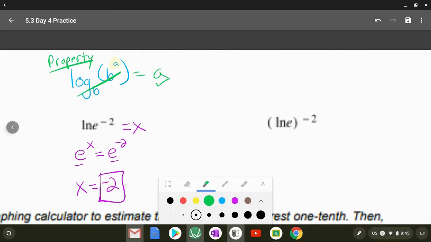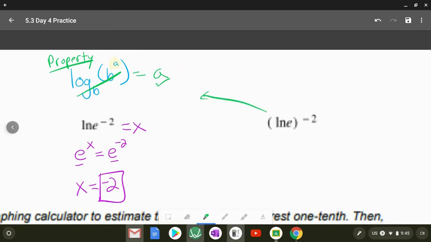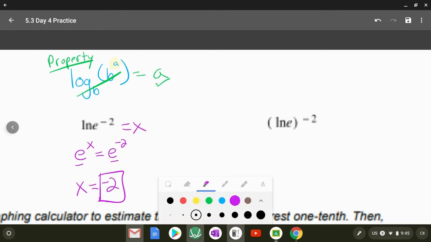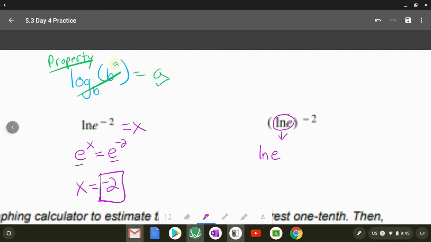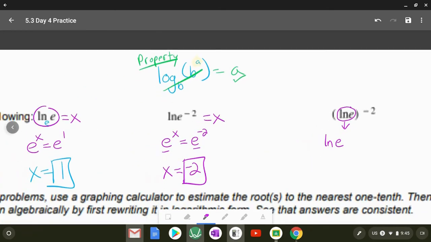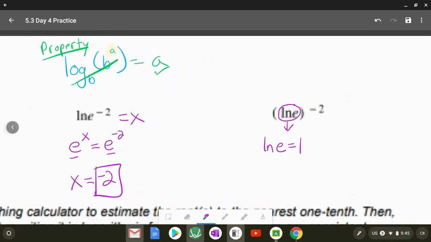Now, here's the trick, though. If we take a look at this next one, you cannot use that property. What we can do, though, is we can look at the inside, and we can evaluate the inside first by saying natural log of e, which we already said over here, natural log of e was 1. So we can say natural log of e equals 1, and then we can replace that back in there and say 1 to the negative 2. Well, that's 1 over 1 squared, which is just 1.